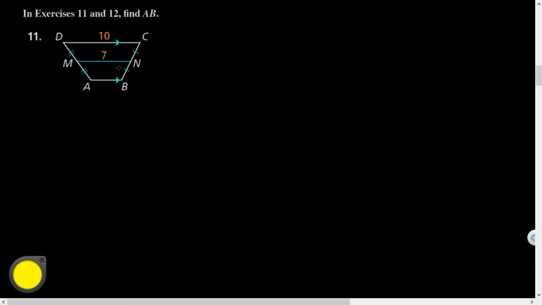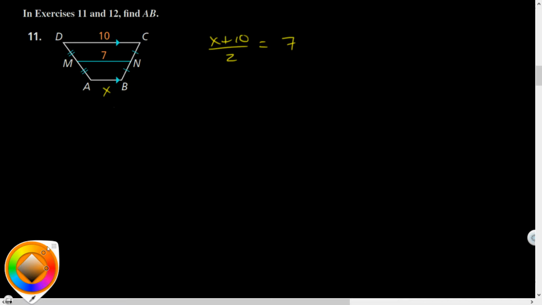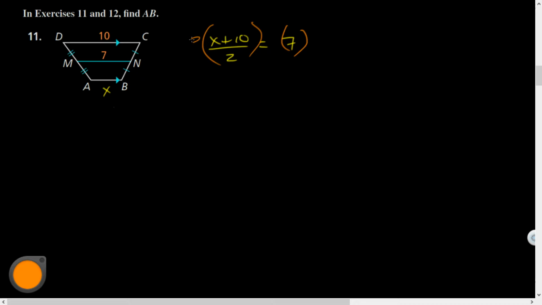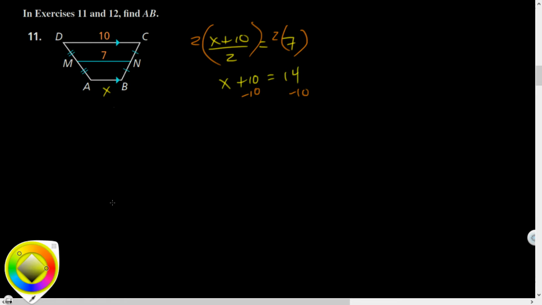The mid-segment of a trapezoid, even non-isosceles ones, will have a length that is the average of the other two. So I would say that 7 equals the average of x plus 10 and 4, divided by 2. Multiply both sides by 2. I chose this problem to go over. The other one's a little bit easier. You literally just take the average for question whatever I gave you. x plus 10 equals 14. Subtract 10 from both sides. So x equals 4. But did they ask us for x? Well, I made that up. So AB equals 4.